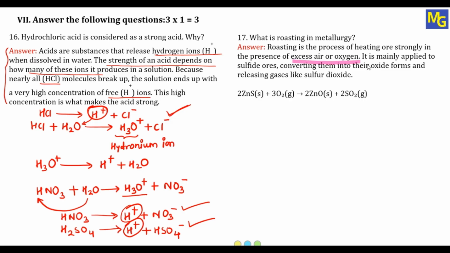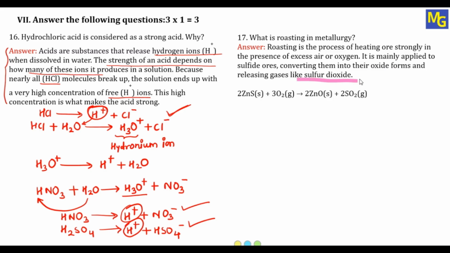It is mainly applied to sulfide ores. Remember, this process is mainly applied to sulfide ores, meaning the ores which have sulfur, converting them into their oxides. So we convert sulfides into oxides by adding more oxygen. What is an oxide? An oxide is the one which has oxygen. So we add more oxygen into the sulfide ore and convert it into oxide form, releasing gases like sulfur dioxide.